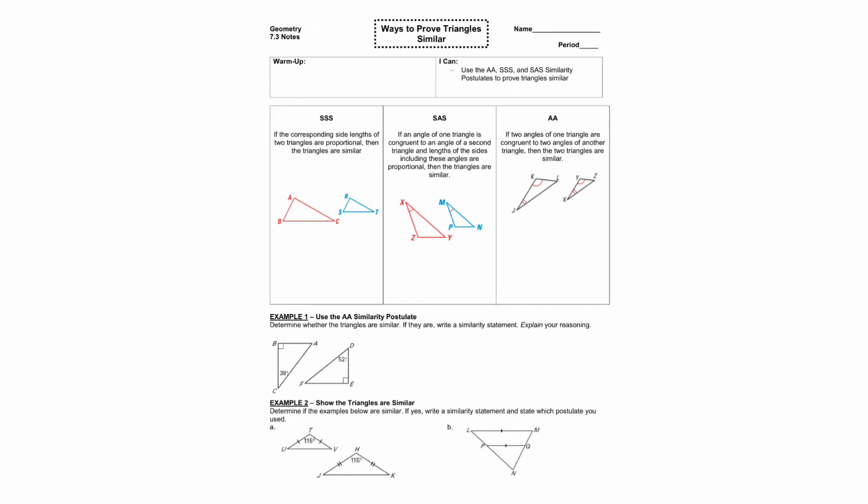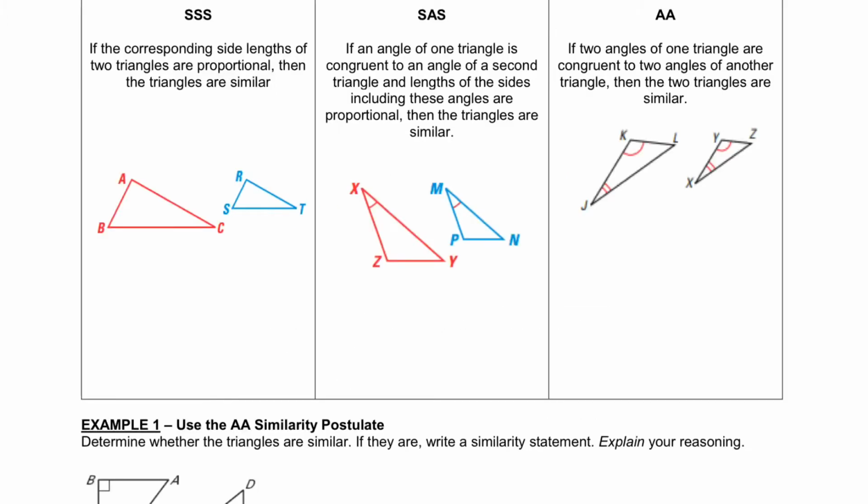In the last section, 7-2, we talked about similar polygons. This time we're specifically going to look at just similar triangles. Looking at the top of the page, we have three postulates that prove that triangles are similar.